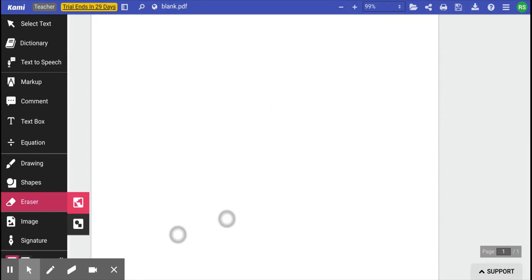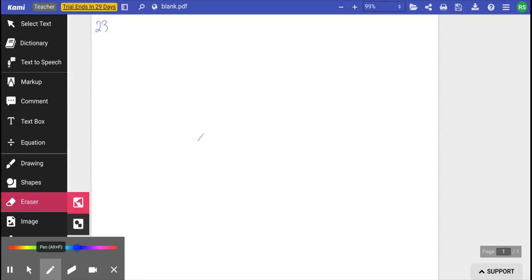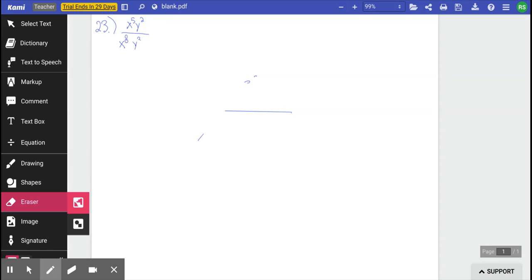In problem number 23, it begins as x to the fifth y squared over x to the eighth y cubed. There are larger quantities of both x and y in the denominator. So I'm going to split the denominator this time. So leave the numerator as x to the fifth y squared.